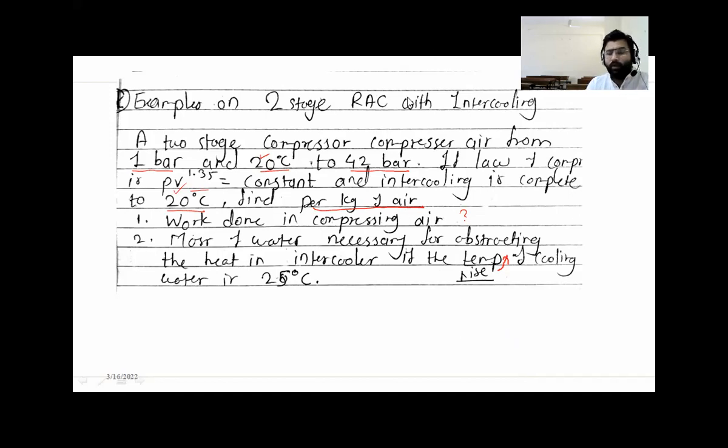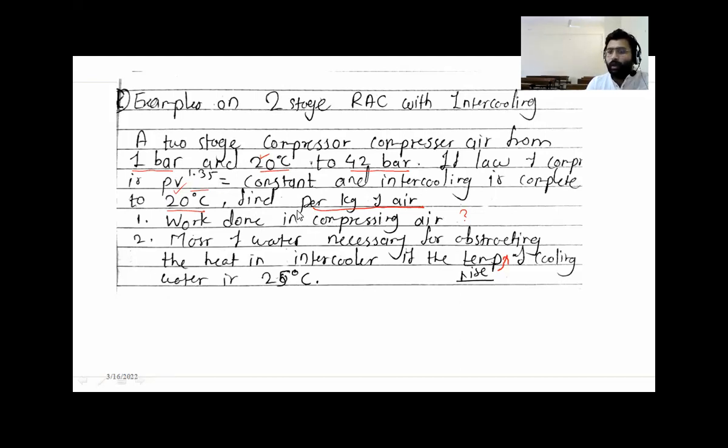So in this case, they have given you the suction pressure, that is 1 bar, and the suction temperature T1 is given as 20 degrees Celsius. They have given you the discharge pressure P4 as 42 bar. They have given you the law PV raised to 1.35. Also, this is a case of perfect intercooling, that is, T3 will be equal to T1, and you have to calculate work done, that is indicated power. So one by one, we'll solve it.